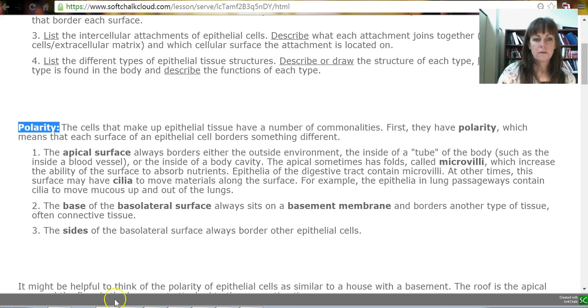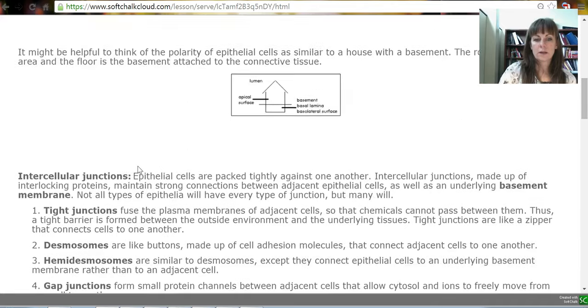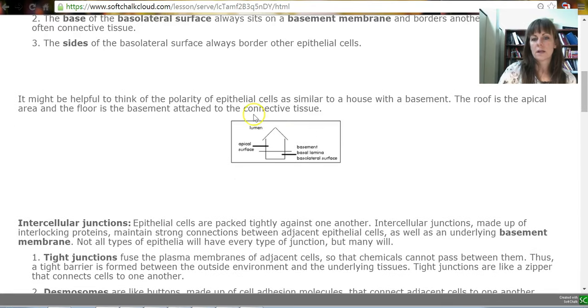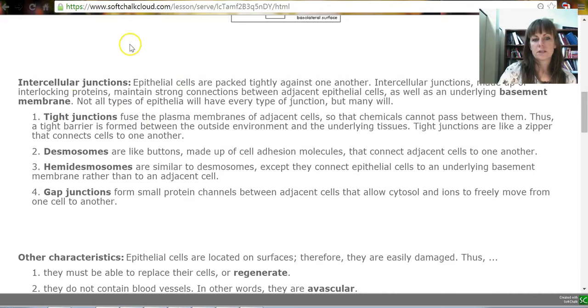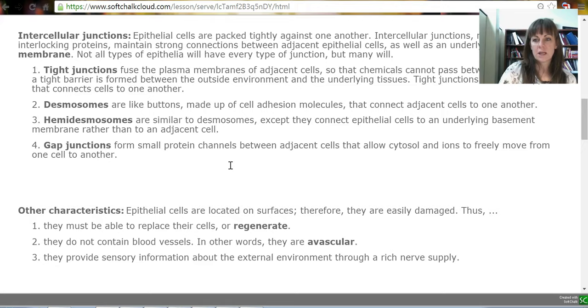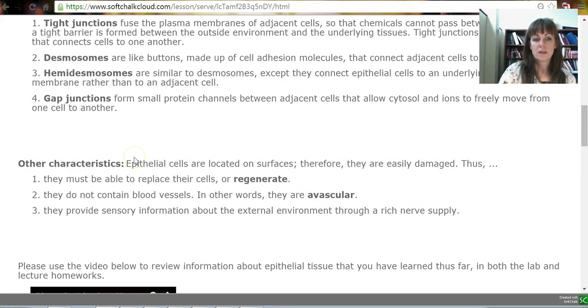So I believe that takes us through polarity. Here's a drawing to help you think of this if you'd like to. That takes you through intercellular junctions. Make sure that you go through and you read about some of the other characteristics that epithelial cells have. For example, that they regenerate easy, which means they can regrow.